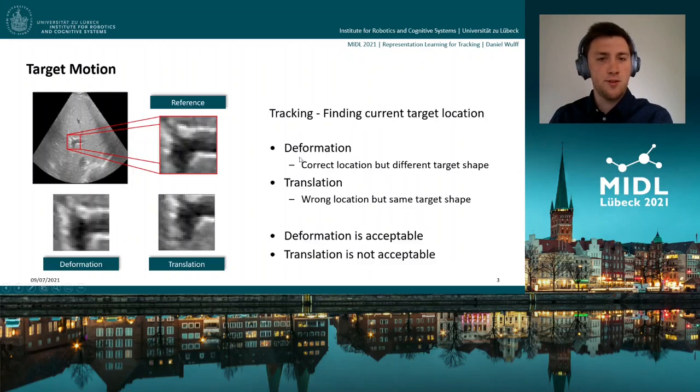The target motion that is considered in the study is the deformation, which means that the target location is correct, but the target shape changed in contrast to the reference patch. The other one is translation, which means that the target location changed, but the target shape is the same as the reference patch. For the target tracking task, deformation is acceptable as the target location is correct, but translation is not acceptable as the target location changed and following the exact target location is the task of the tracking.